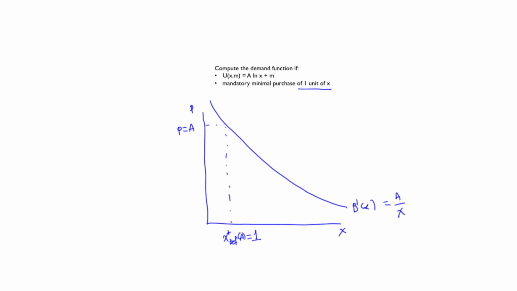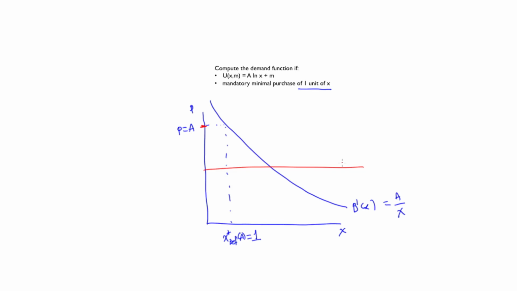Well, suppose that now the policy has taken effect. There's a mandatory minimum purchase of 1 unit. And of course, the consumer can always only buy 1 unit at any price, but he may be willing to buy more. So suppose, for example, that you have a price below this value of A that gives you what the minimum buying constraint is.